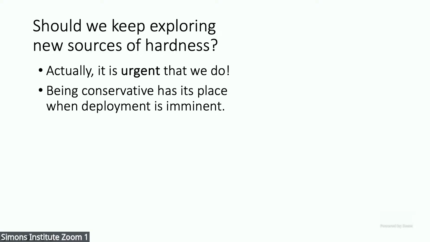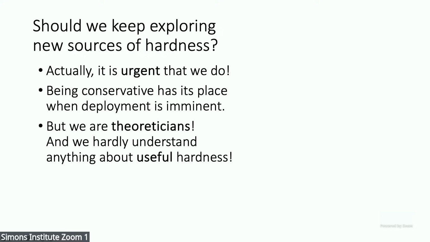Well, why don't we do that? Well, it's because we're conservative, right? We don't want to, like, if someone buys some public key encryption from us, and then it turns out that it's broken because we made a new assumption, that would be terrible. It'd be liability and all that stuff, right? But wait a second, we're theoreticians, right? We don't sell anyone anything, right?